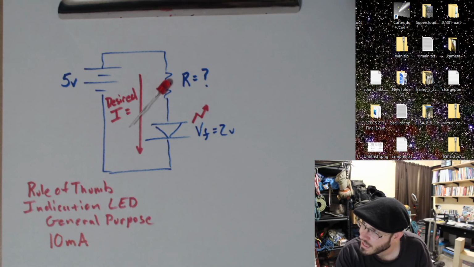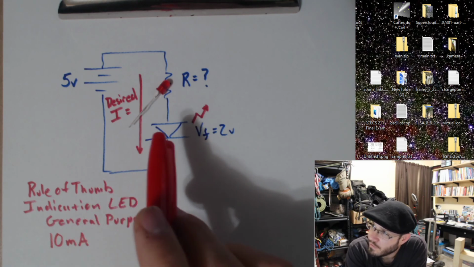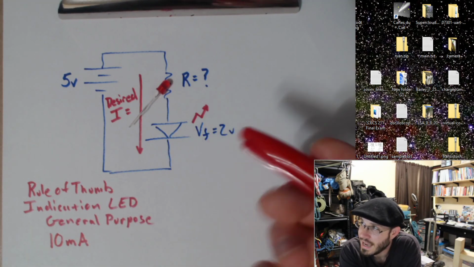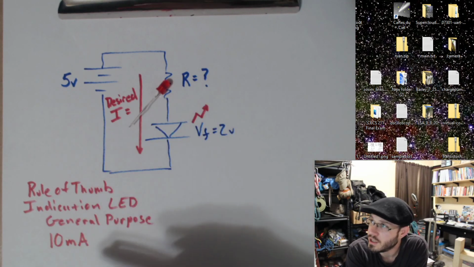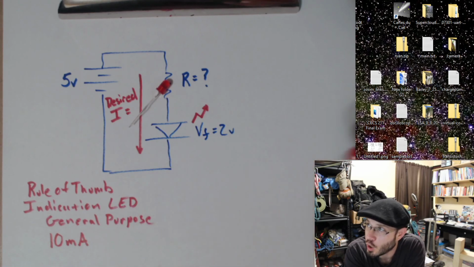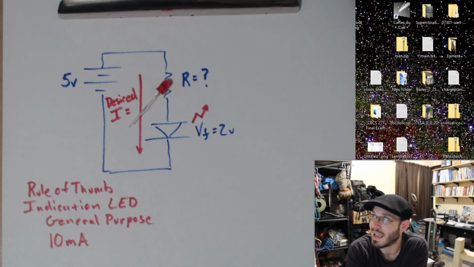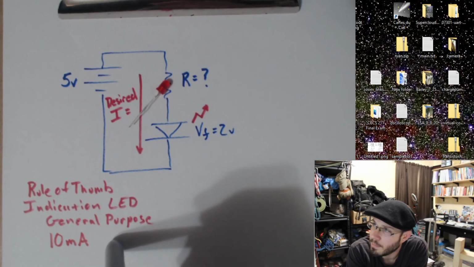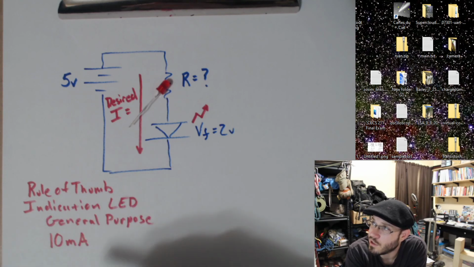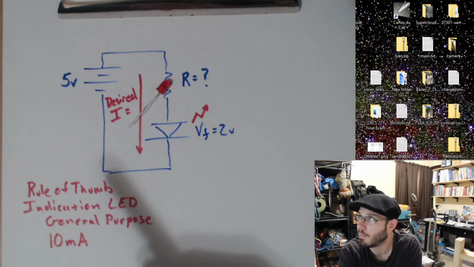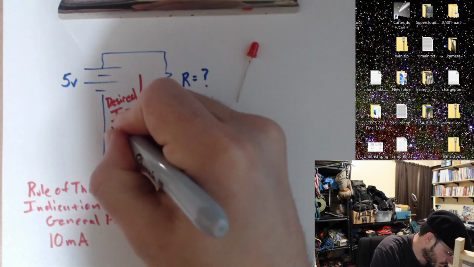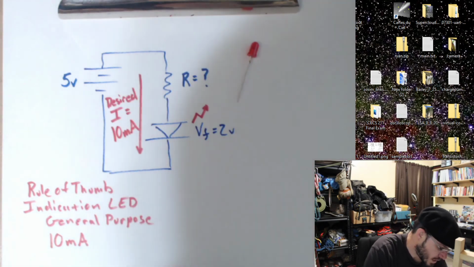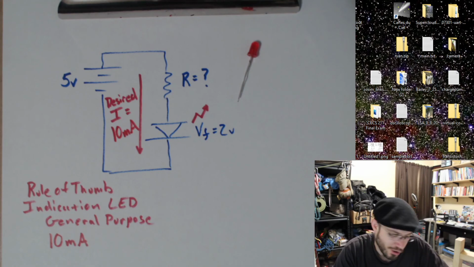Now at 10 milliamps, I promise you this LED is going to function very well for its intended purpose of indication. At 10 milliamps, this will be sufficiently bright to let the user know, during daytime or in their room when the lights are on, that something is on or that something has happened. So for its purposes, 10 milliamps is a good rule of thumb for these types of general purpose LEDs. So now we have a desired current through this.